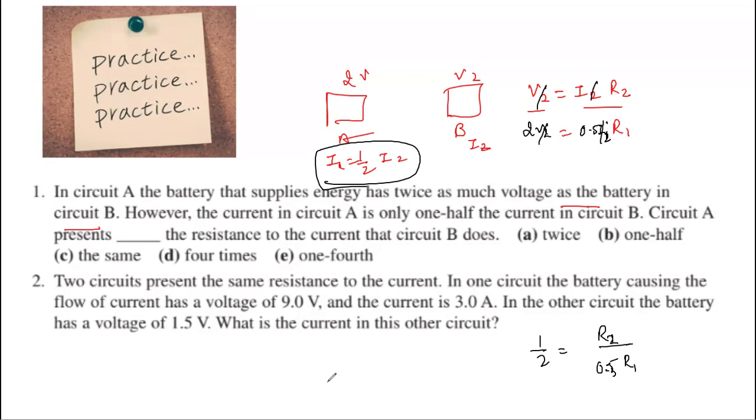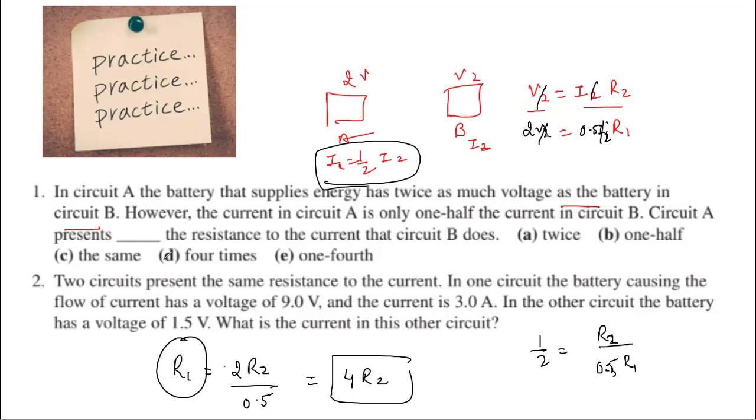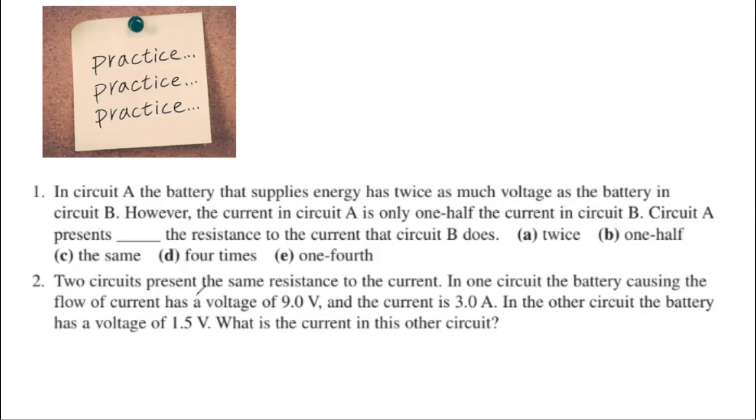Let's try to rearrange over here. Circuit A resistance is what I'm looking for, so I will put R1 on this side and bring everything else to the other side. So 2 will go here and then 0.5 goes up over here. It will be 4 times R2. So it is presenting 4 times R2, the resistance. Option D makes sense.